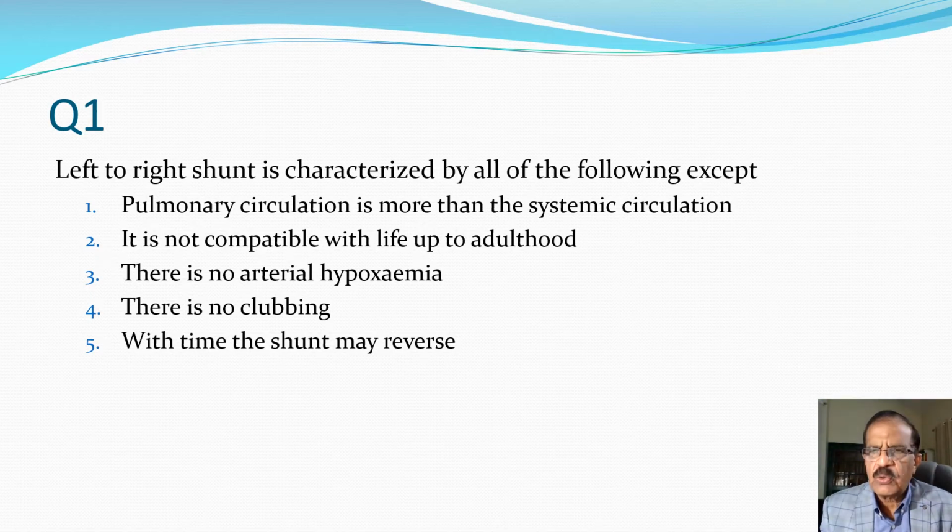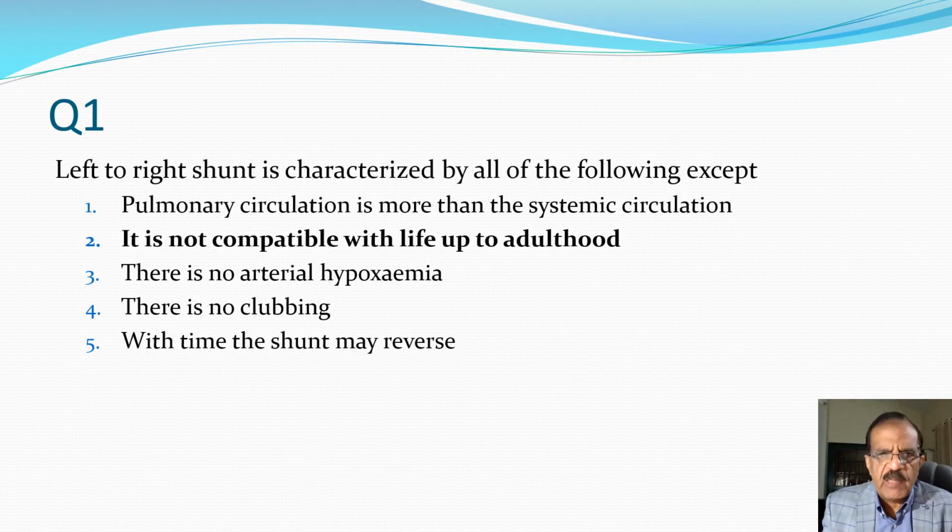I will disclose the answer after a few seconds. It is not compatible with life up to adulthood. This is not a correct statement. I emphasized in my lecture that with left to right shunts many times the person may be asymptomatic, or it could be just an incidental diagnosis, or the patient may develop symptoms later in life. So this statement is not correct. All others are true.